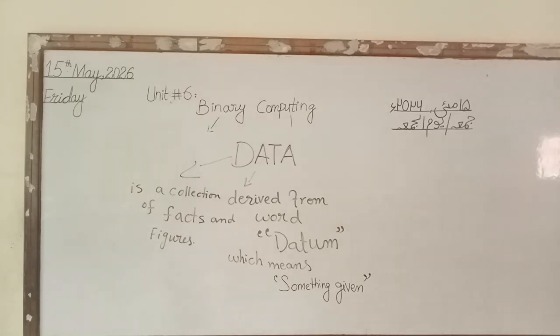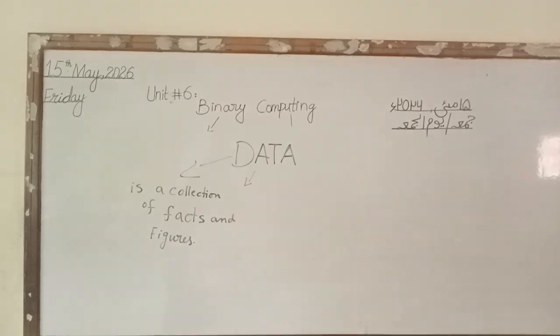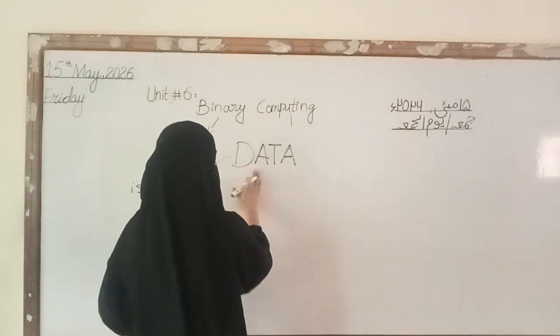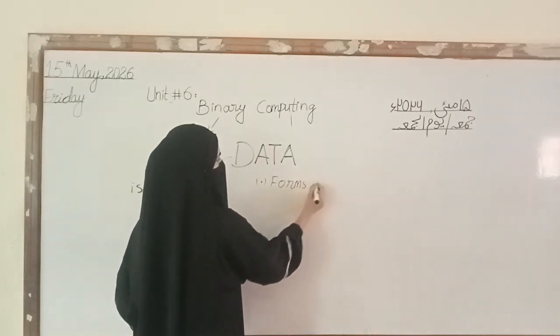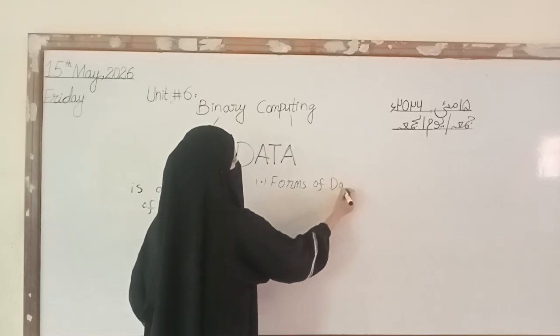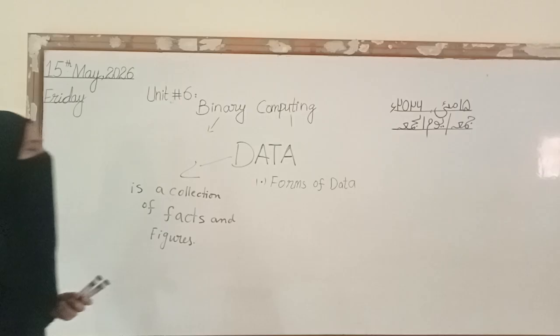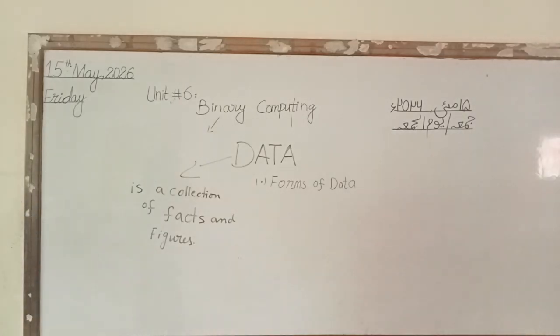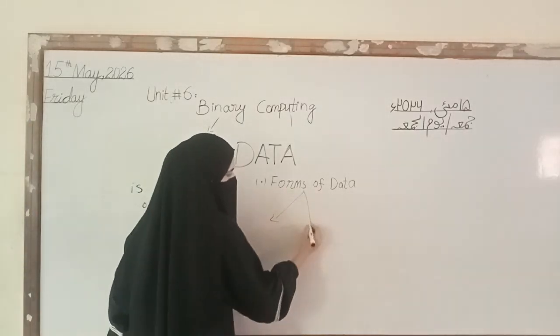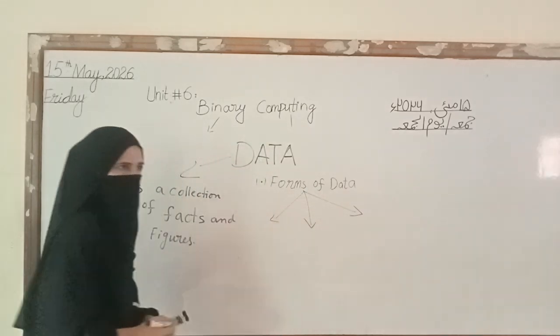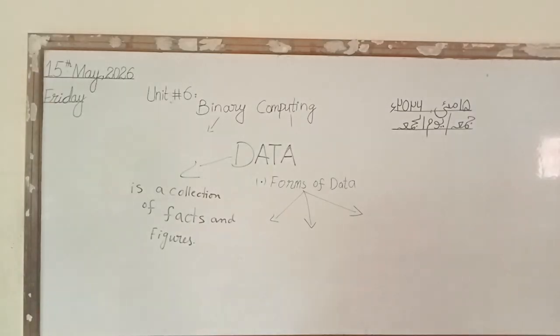Good. So there are basic three forms of data. Harshavan, can you please explain the names of the forms of data? Yes, we have basic three forms of data. First is numeric data, second is alphabetic data, and third is alphanumeric data.